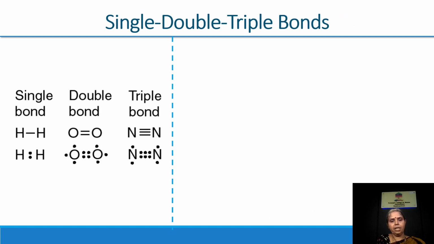Single, triple and double bonds, how they are depicted, let us see. You can see I already told, if only 1 pair of electrons is shared, you get it like this. Between the 2 hydrogen atoms you are having a single bond. Between the 2 oxygen atoms you are having a double bond, that is 2 pairs of electrons are shown, and between the 2 nitrogen atoms you are having a triple bond, that is 3 pairs of electrons are shown.